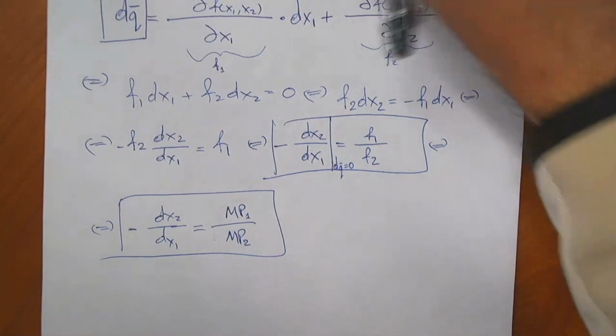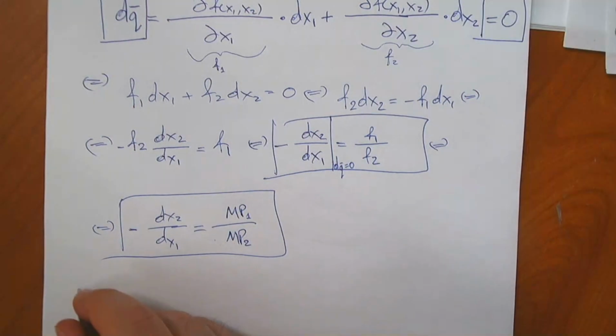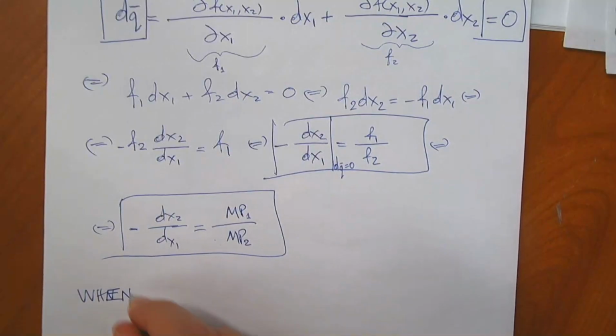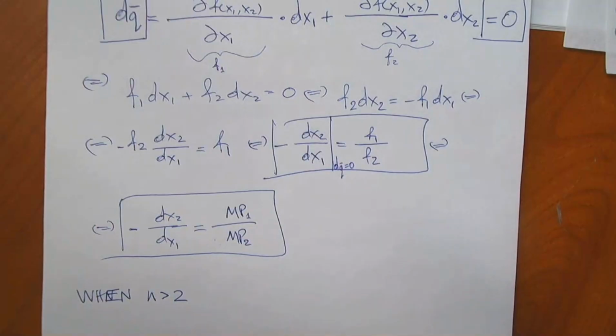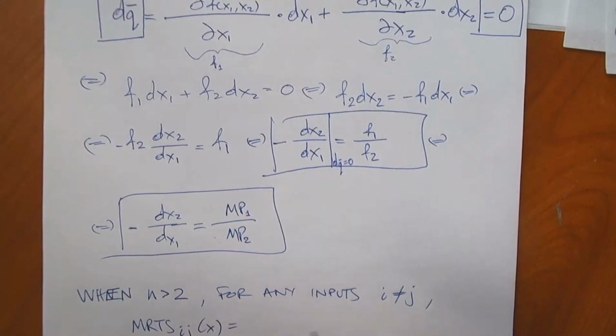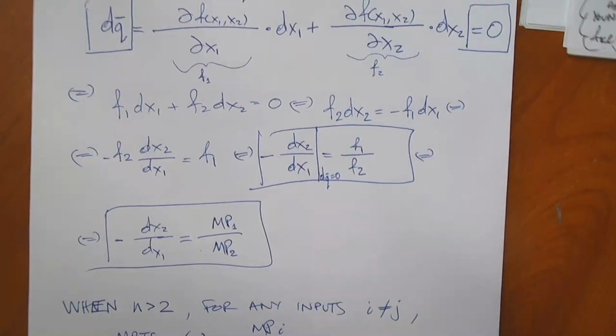Okay. So I'm going to expand this for n greater than 2. When n is greater than 2, for any inputs i that is different than j, the MRTS is going to be equal to the marginal product of i over the marginal product of j. And according to the way that we wrote this, how would we describe this MRTS?